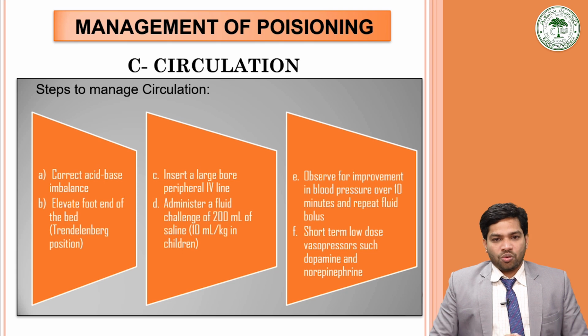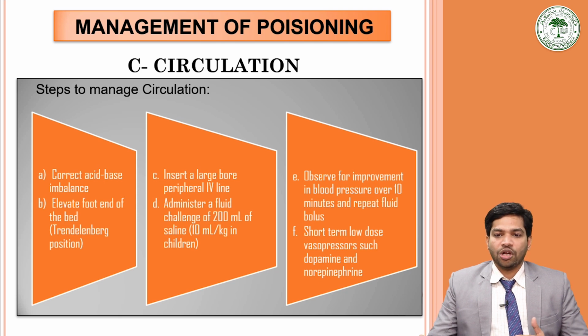To manage the circulation, we must first correct the acid-base balance if present. Elevate the foot end of the bed, insert a large bore peripheral IV line, administer a fluid challenge of 200 ml of saline, observe for improvement in blood pressure over the 10 minutes, repeat the fluid bolus if the BP fails to normalize and assess for the signs of fluid overload.